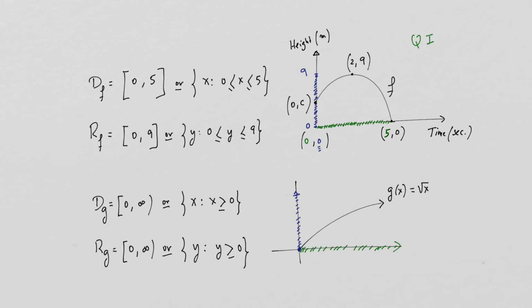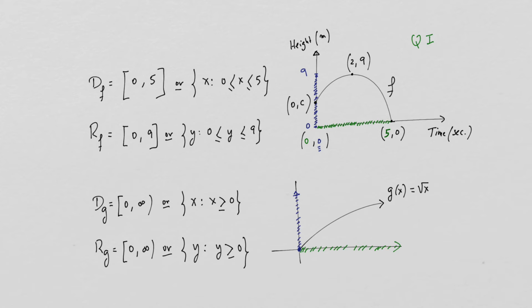You could also have a height of 0. Clearly, it happens when it is 5 seconds, right? After 5 seconds, you hit the ground. So it's possible to have 0 height. So the domain goes from 0 to 5, or this is the set notation. The range goes from 0 to 9 in blue.